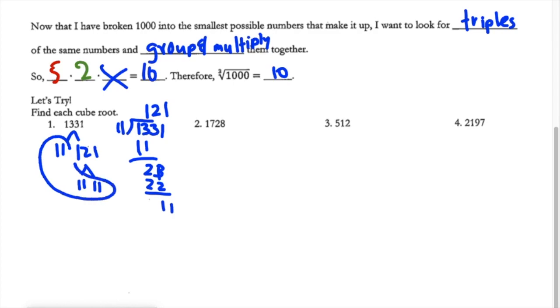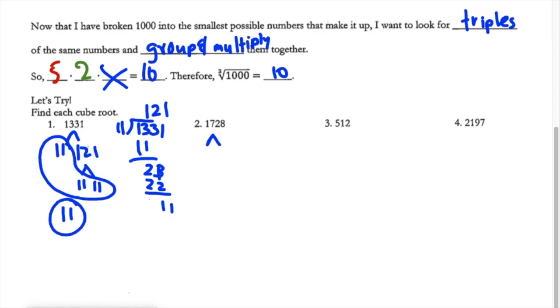Okay, so I have my triple here, so my triple is going to make this 11. My cube root of 1331 is 11. Okay, let's try another one. So 1728. I know that the cube root of 1331 is 11. So let's try one more up, okay?